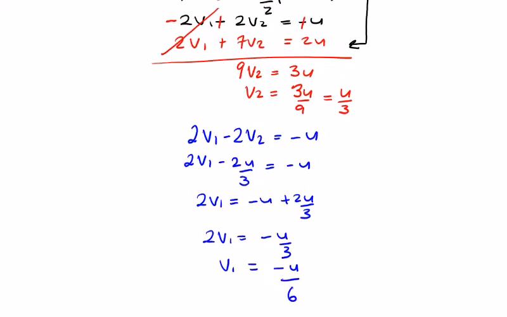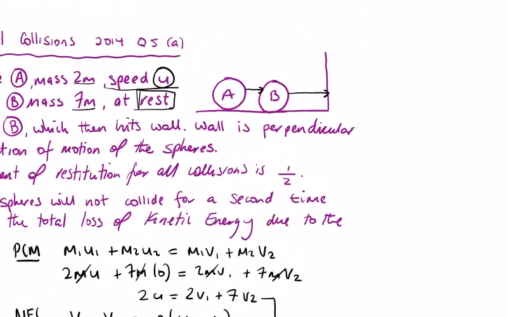What does this mean has happened? It means A has hit B. It was going in this direction with positive u, and now it's going in this direction at minus u over 6. So v for B will have to be greater than minus u over 6 to catch up with it.